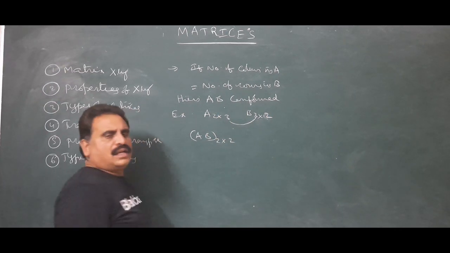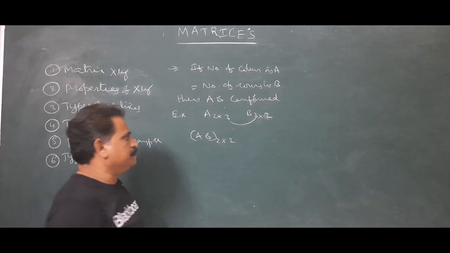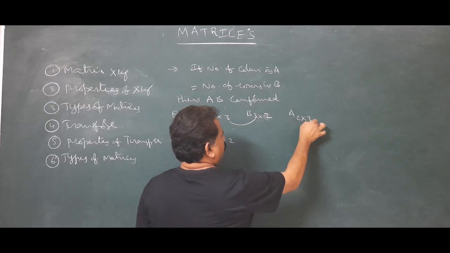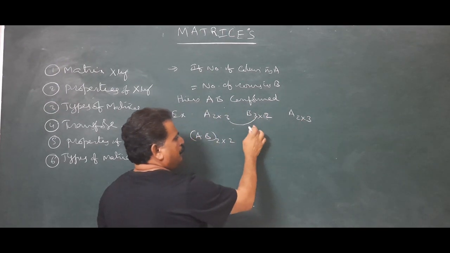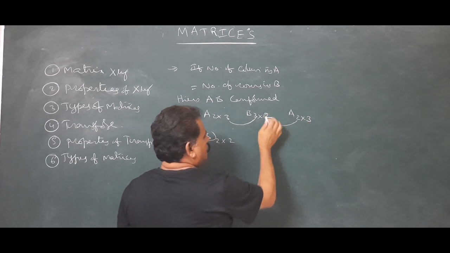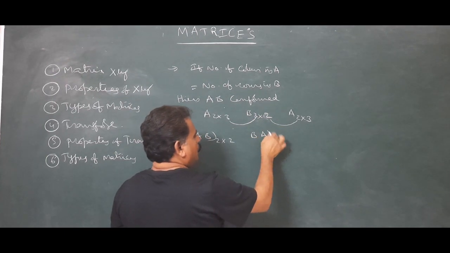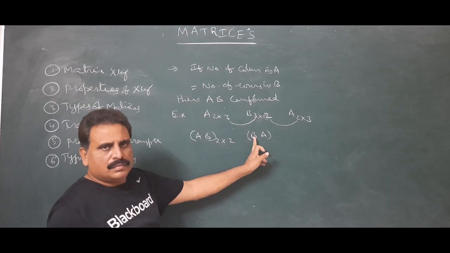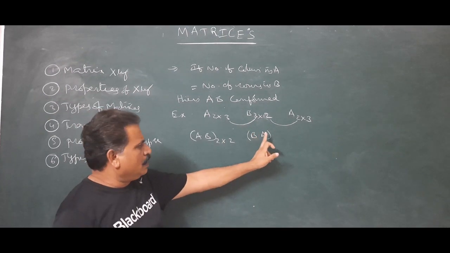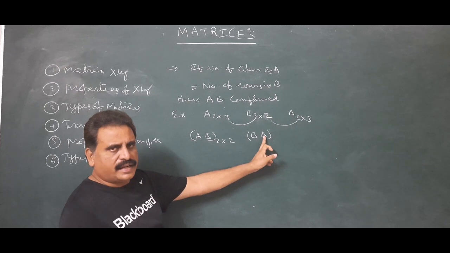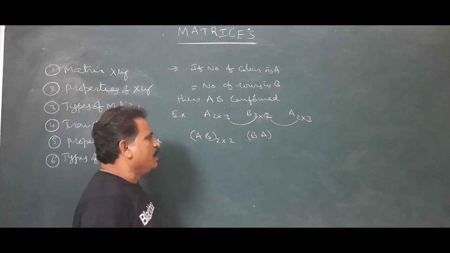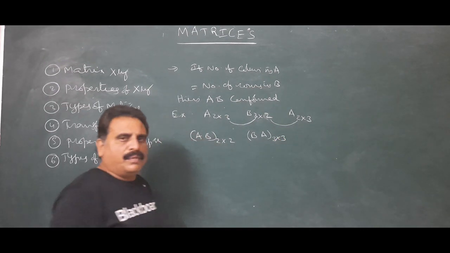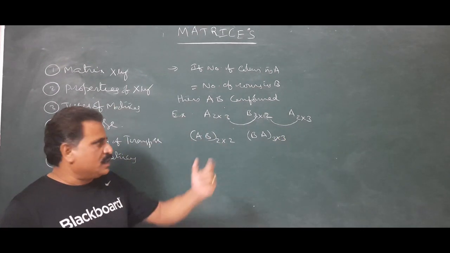In the same way, B is 3 by 2 and A is 2 by 3. Now here these two are equal, so BA is confirmed, because for the first matrix B, the number of columns in B equals the number of rows in A, the second matrix. Then BA is confirmed. The order of BA is 3 by 3. AB and BA are both confirmed for this example.